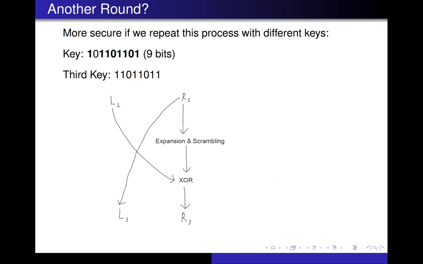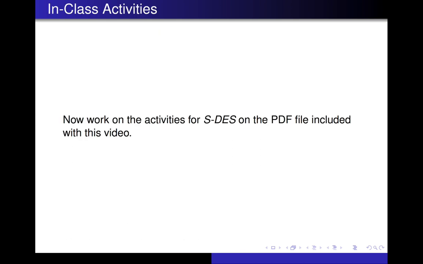Now, we can repeat this process as many times as we like to make it more and more secure. If we repeat it for 9 rounds to go through all possible keys, then we'd end up with L9 and R9, and our ciphertext would be R9L9. All right, but again, I'll never make you do more than 1 round. Now, I think you're ready to work on the SDES activities in the PDF file included with this video.